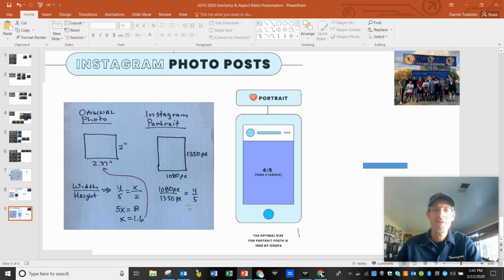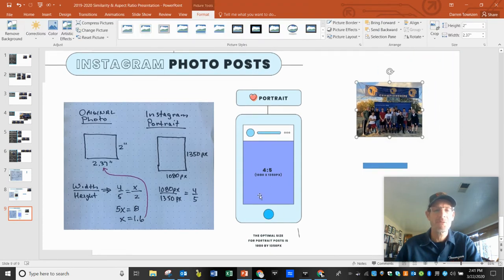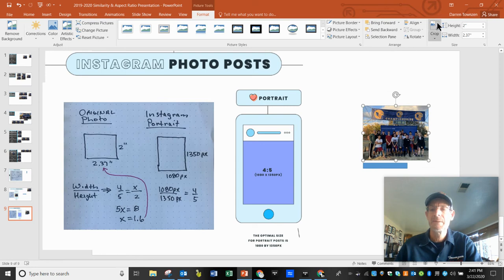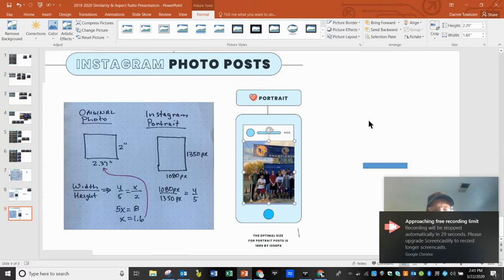If I want to put the picture in portrait mode, I have to do the same thing. I'm going to have to crop it to make it the right size. So my picture is 2 inches by 2.37, and Instagram requires 1350 pixels by 1080 pixels, which is a ratio of 4 to 5. So I need to shrink the bottom of my picture to 1.6 or crop it to 1.6, which means a lot of the picture is going to be missing. And now it's the right shape, and I can make it the right size, but I'm missing some of the picture.